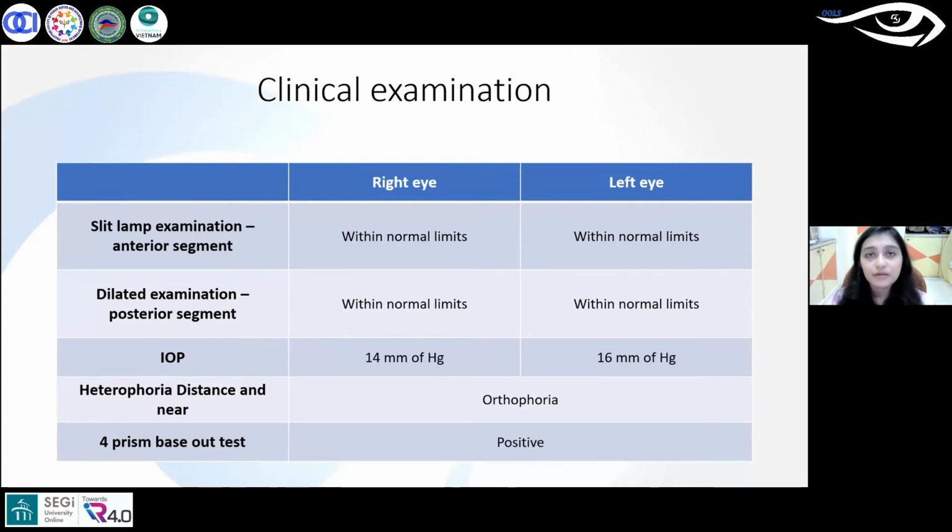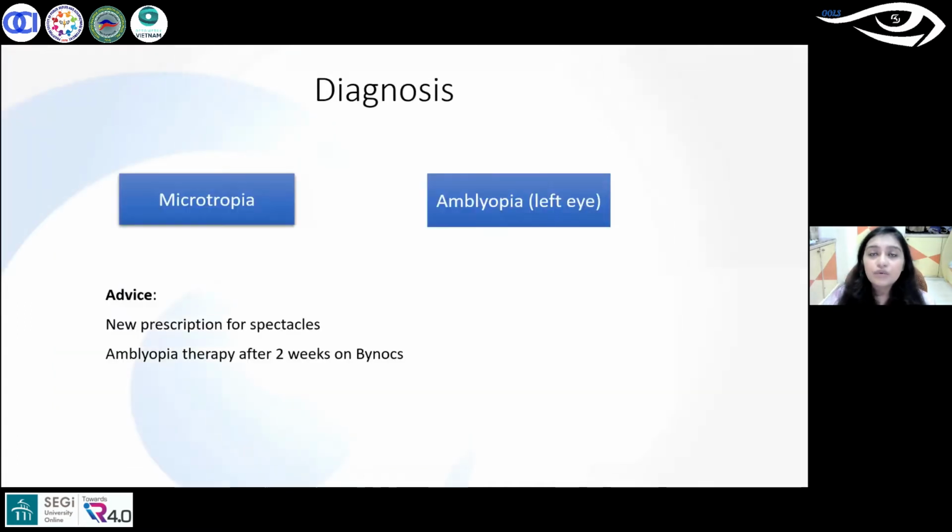Even the fundus examination was within normal limits. IOP was within normal limits, as you can see, 14 mmHg and 16 mmHg in the right and left eyes. The patient was orthophoric for distance and for near, but the 4 prism base out test was positive. So we diagnosed the patient with microtropia and amblyopia, and the patient was given his new prescription for new glasses and was asked to start amblyopia therapy after 2 weeks.